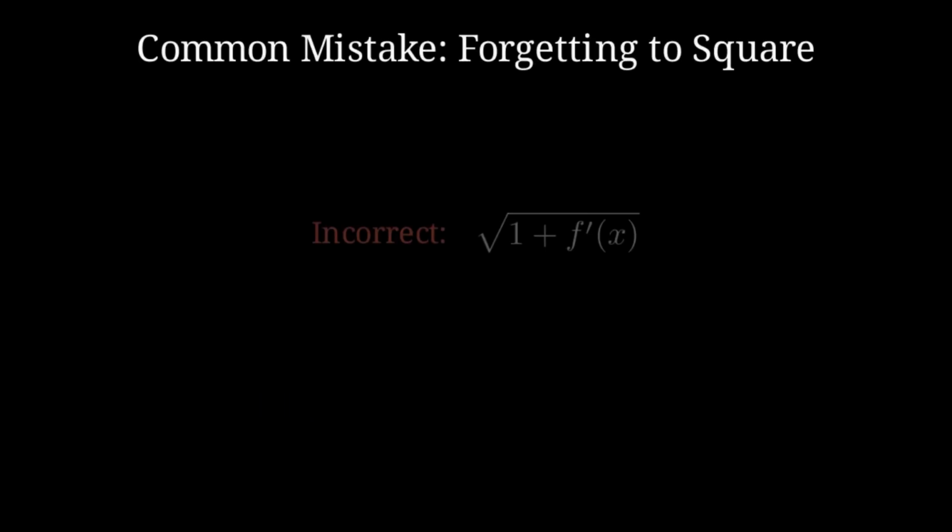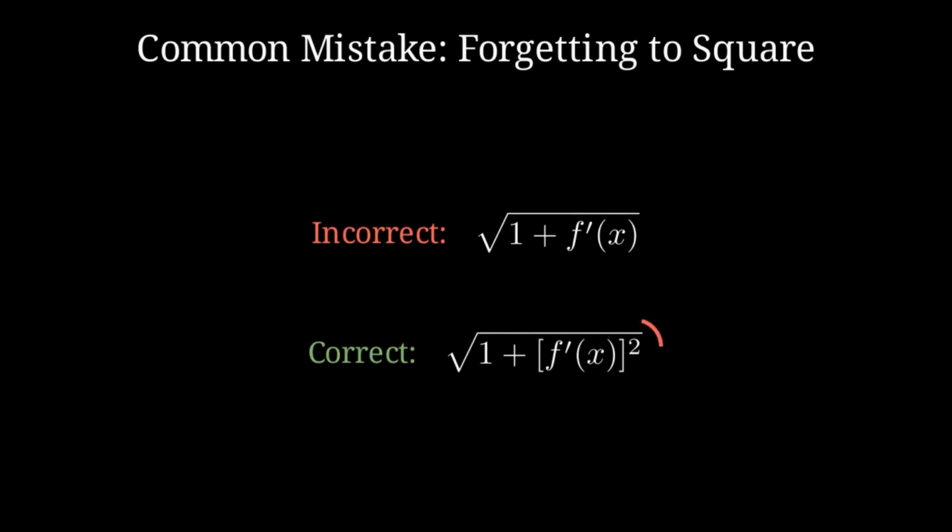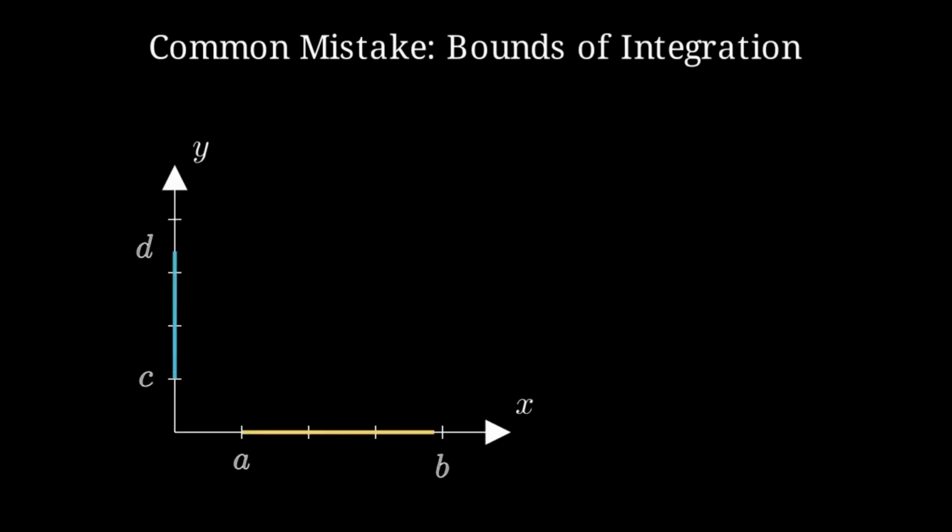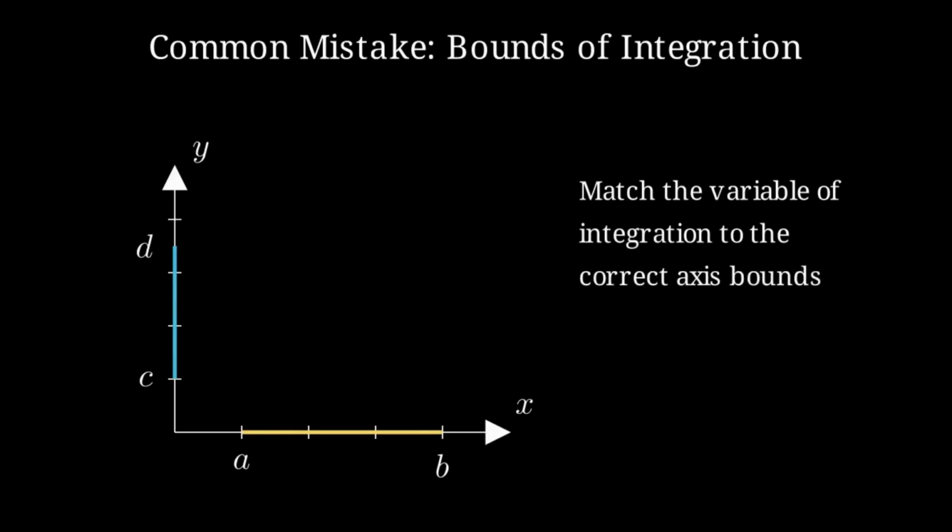One of the most common errors is forgetting to square the derivative inside the square root. Remember, this formula is derived from the Pythagorean theorem, where the hypotenuse depends on the squares of the sides. Always double-check your exponents. Another frequent mistake is using the wrong bounds. If you are integrating with respect to x, your limits must be the x-coordinates. If you switch to a dy integral, you must update your limits to the corresponding y-coordinates of the start and end points. Be careful with algebra.